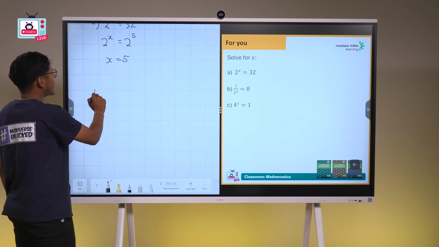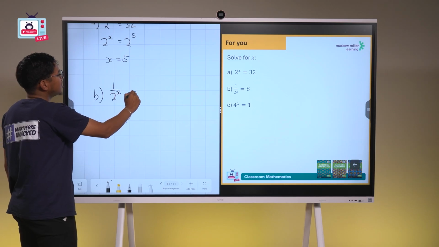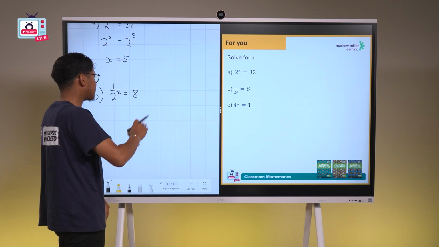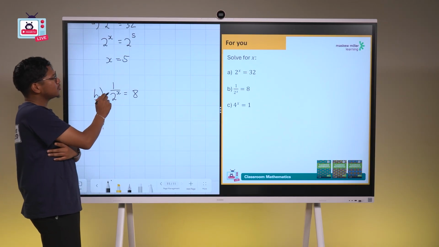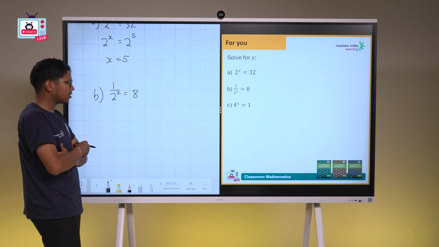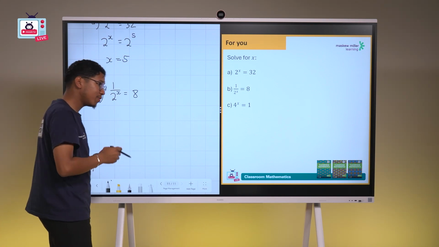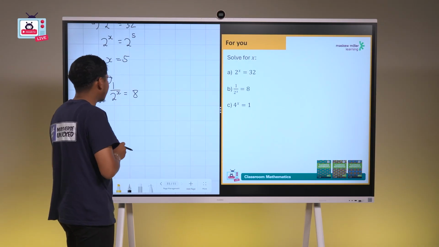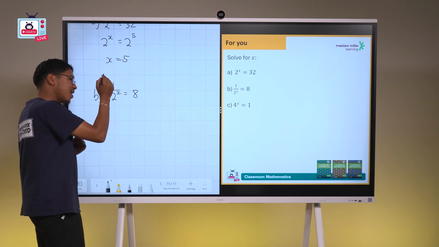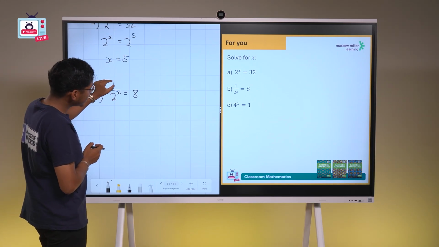Let's move to b. So b, we have 1 over 2 to the power of x is equal to 8. Now I have x as the exponent, but what do I notice? I notice that 2 to the power of x is in my denominator. That will make my life very difficult because I want it as a base only, meaning in my numerator. I don't want any fractions over here. Can I get this base of 2 to be written as a numerator? Yes, I can. I can simply just transfer it to the numerator.